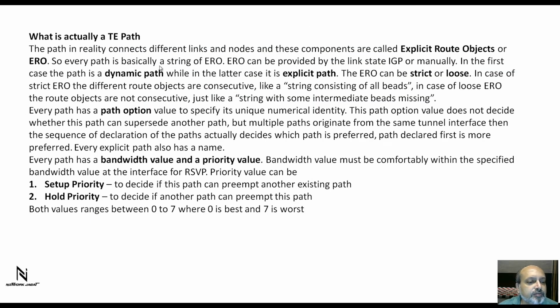And these priority values, both setup priority and hold priority, have a value range from 0 to 7, where 0 is the best and 7 is the worst. That is, the lower the value, the higher the priority. In fact, this kind of treatment we have already seen, if you remember those lessons of spanning tree protocol, right? In spanning tree protocol, we have seen that the lower values get more preference. Here also the same thing happens. The lower value gets more preference.